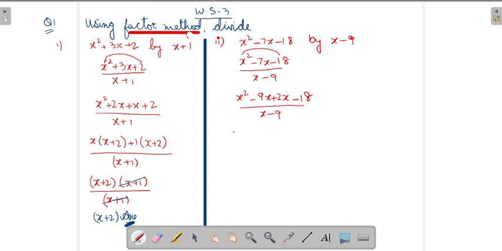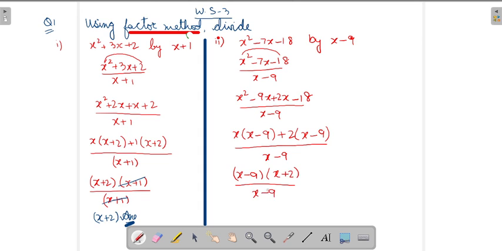Now from the first two take common, x is common, so it will be x minus 9. From the last two 2 is common, so it will be x minus 9, and in the denominator x minus 9. Now from these two terms take common again, so x minus 9 is common, so the left out term will be x plus 2, and in the denominator x minus 9. But what do you observe here? This x minus 9 and x minus 9 is same, so we can cancel it, and then the left part is x plus 2 again, and this is the answer. I hope the question is clear to all of you.